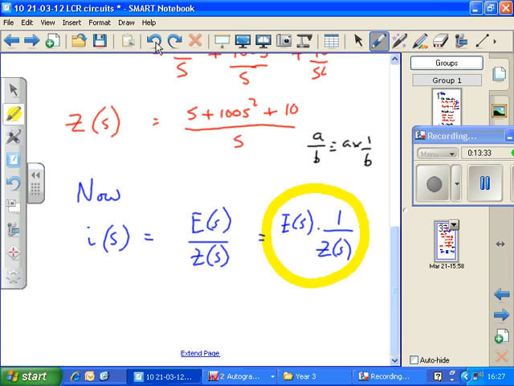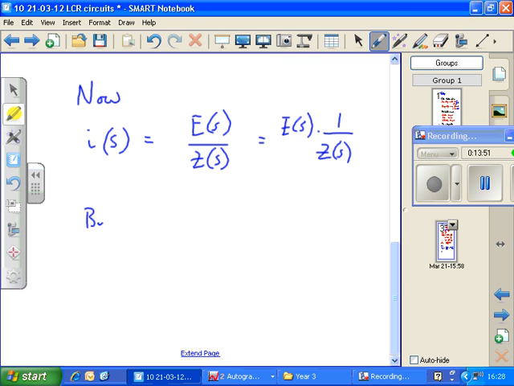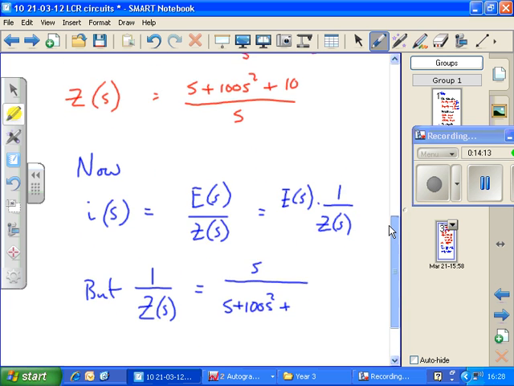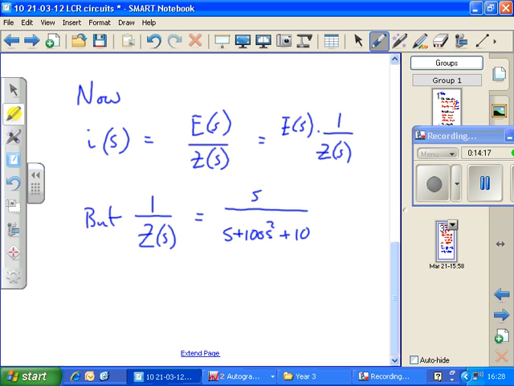The reason why I wrote this in this form was so that I could invert it. So I can write that 1 over Z equals s over s squared plus s plus 100s squared plus 10. Therefore, I s equals E s, which is 10 over s, multiplied by s over s plus 100s squared plus 10.